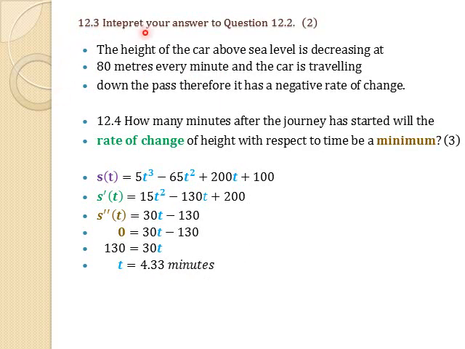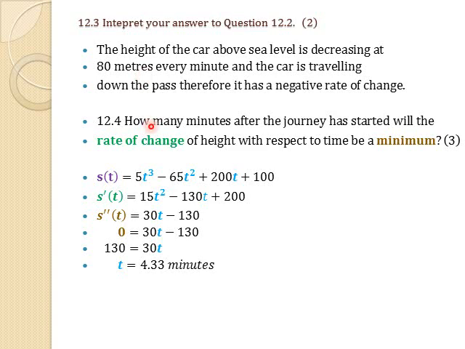12.3, interpret that negative 80 meters per minute. The height of the car above sea level is decreasing at 80 meters every minute. The car is definitely traveling down the pass, therefore it has a negative rate of change. Does it make sense? Because it's negative, it means it's not traveling further up the mountain but down the mountain. Every minute, it travels 80 meters down the pass.